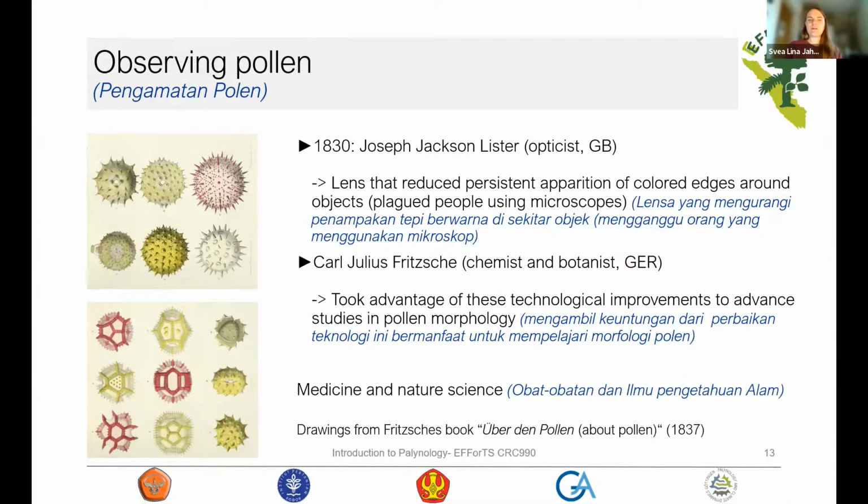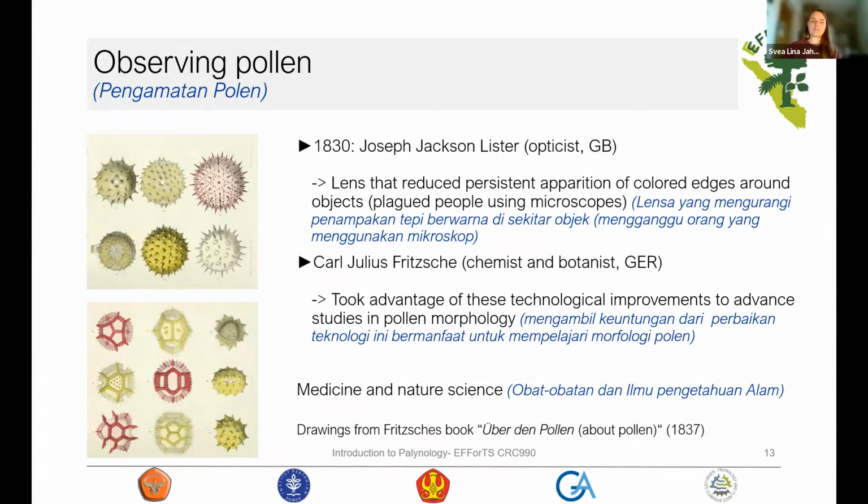He basically refined a lens that reduced a persistent blur of color around objects, which was really annoying for people. And after he produced this lens, microscopy made a big step and actually allowed us to observe particles which were far smaller than the particles before.